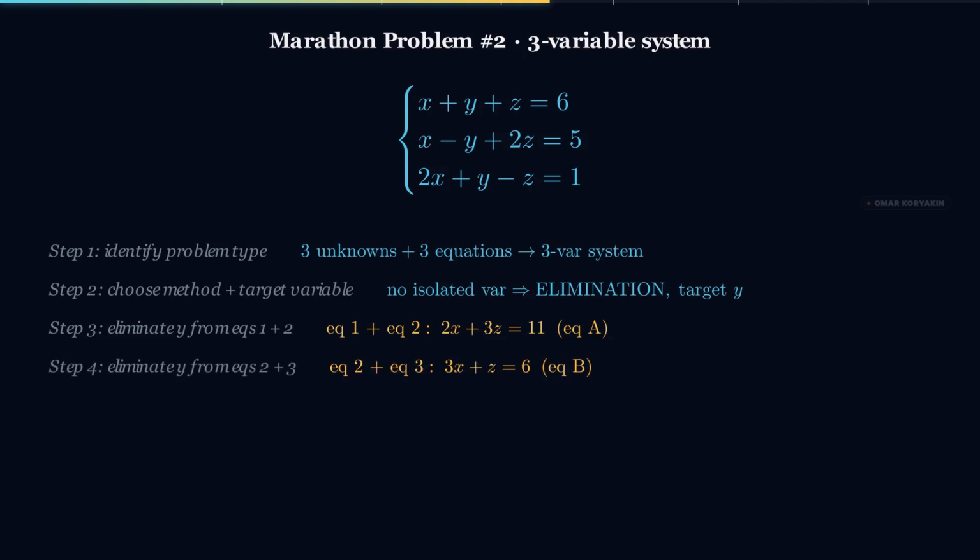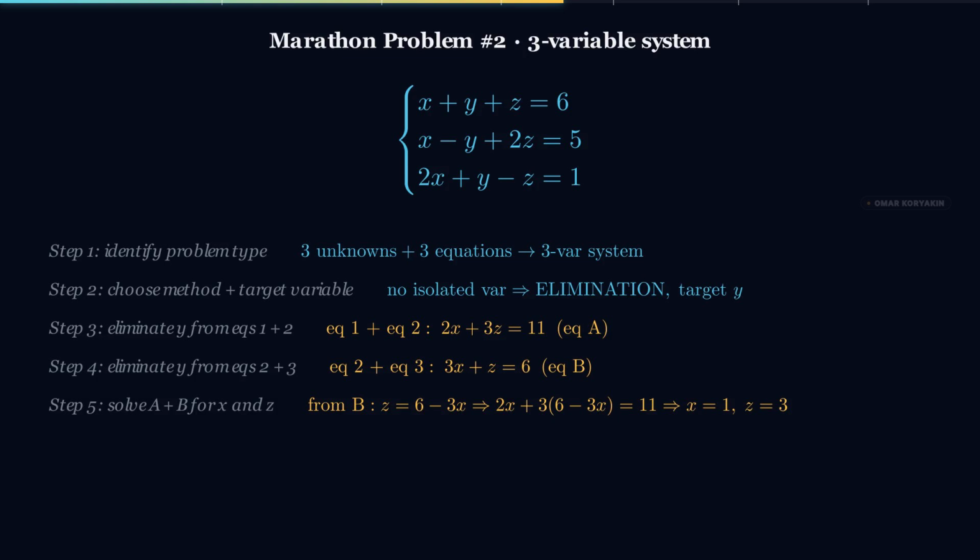Step 4. Eliminate y from equations 2 and 3. Add equation 2 and equation 3: 3x plus z equals 6. Call this equation B. Step 5. Solve the 2-variable system in x and z, equations A and B: 2x plus 3z equals 11, 3x plus z equals 6.